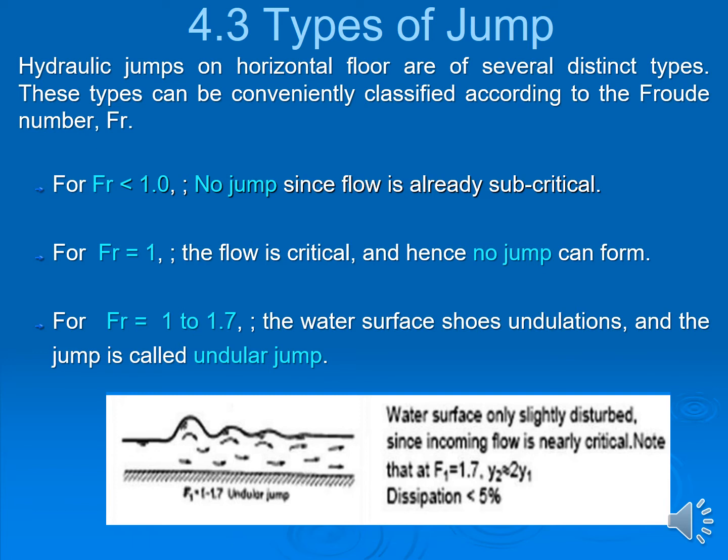There are a few types of hydraulic jump depending on the Froude number. If the Froude number is less than 1, no jump occurs since the flow is already in subcritical. While if the Froude number is equal to 1, the flow is critical, hence no jump can be formed. In the range of Froude number 1 to 1.7, the water surface shows undulations and the jump is called undular jump.